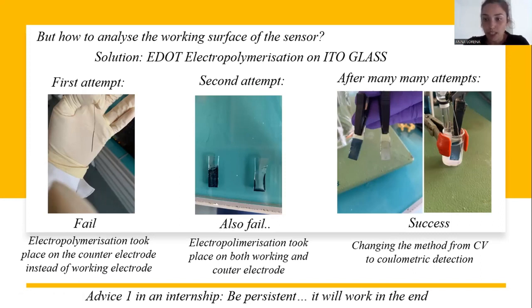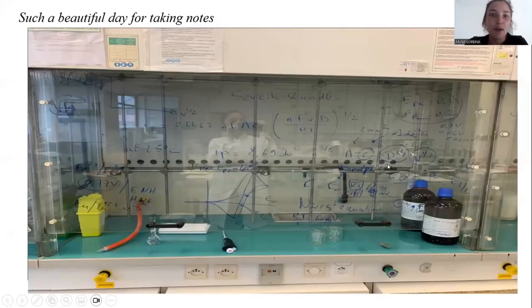So we changed from cyclic voltammetry to the colorimetric method. It was a success till now. So first thing in an internship, be persistent. It will work in the end. So I just want to show you what Julia showed earlier, a usual day in the lab for us with all the sketches and notes and everything, just to make sure that everything is fine, everything went well, the synthesis went good and all.